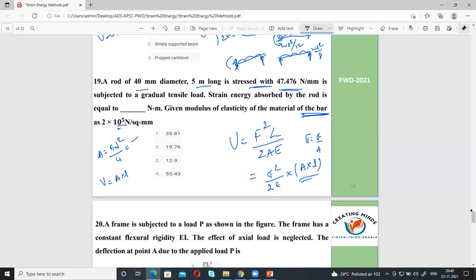Yes, what is the answer? 35 point. Someone tell me what is the answer? U equals 35.40 or 35.45. So the more near value is 35.81.